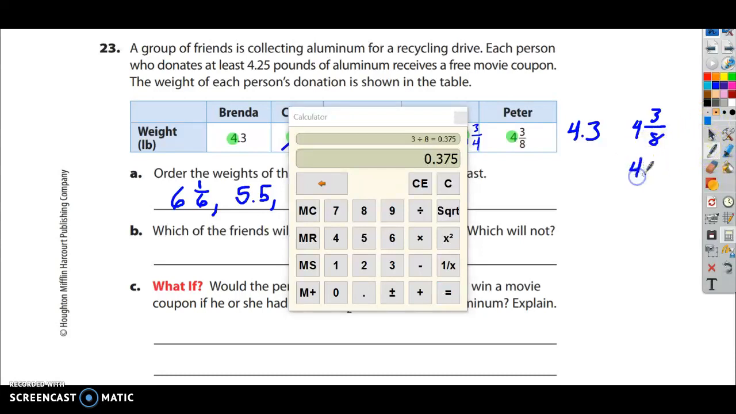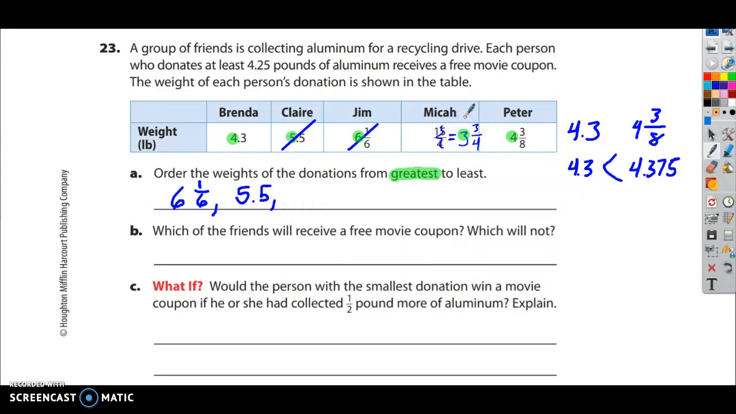So check this out. This is actually equal to, see this right here, 4.375. And this one's only 4.3. So 4.375 is bigger. So what I'm going to do here is put 4 3/8 next. And then 4.3. And then the last one is 3 3/4, which I'm going to write as 15/4, which is kind of annoying.